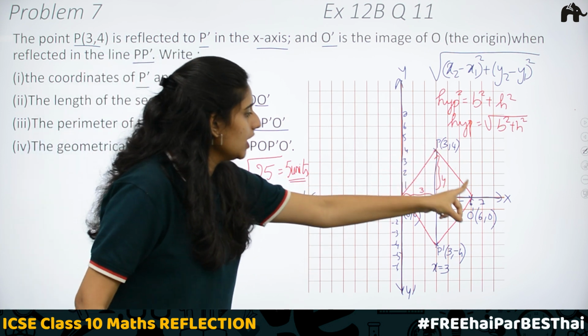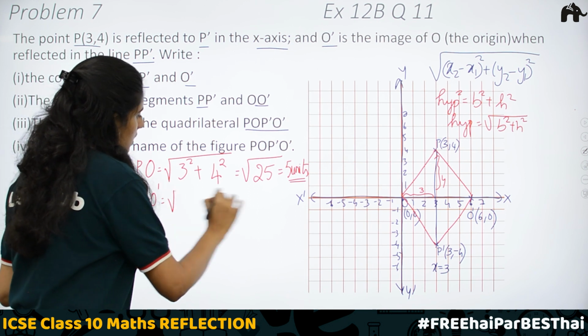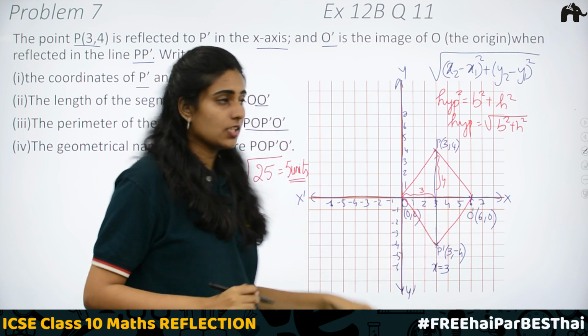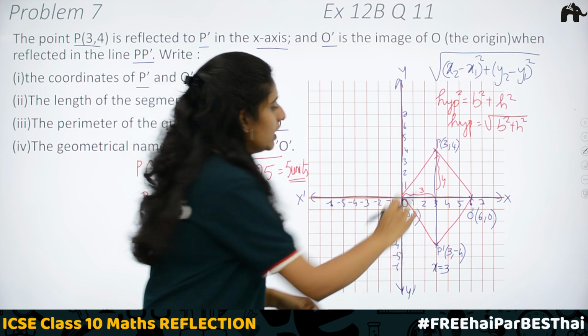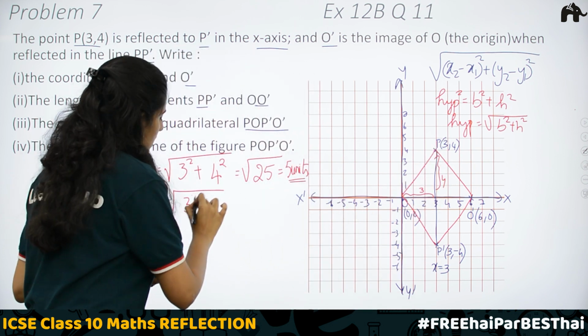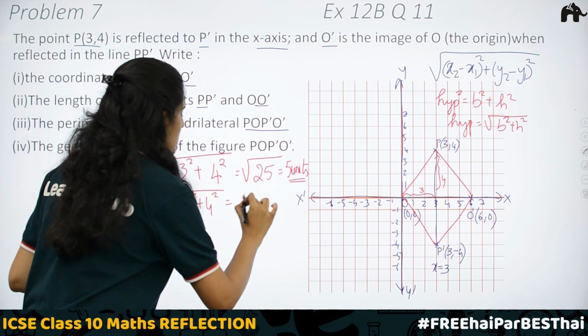Next, let us find PO'. PO' is equal to same thing, root of. Here, this is height and this is base. Base we have 1, 2, 3, 3 units. Height we have 1, 2, 3, 4 units. Which means root of again 3 square plus 4 square, that is equal to root 25, which is 5 units.